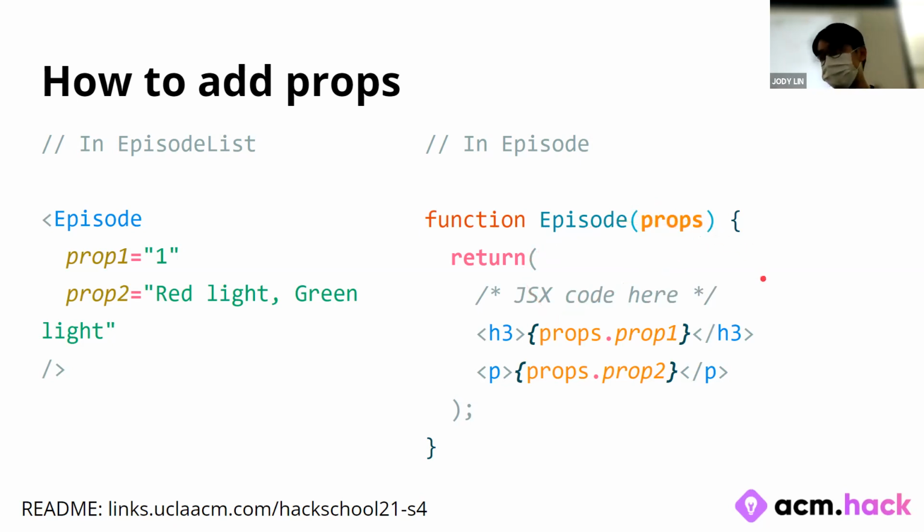And so inside of our JSX code, we can use the value that we've passed in like this. So for example, remember the braces for any JavaScript variable, and then we can do props.prop1 and then props.prop2. In this example, props.prop1 is just 1 and props.prop2 is just red light, green light. Okay. And that's how we use props.